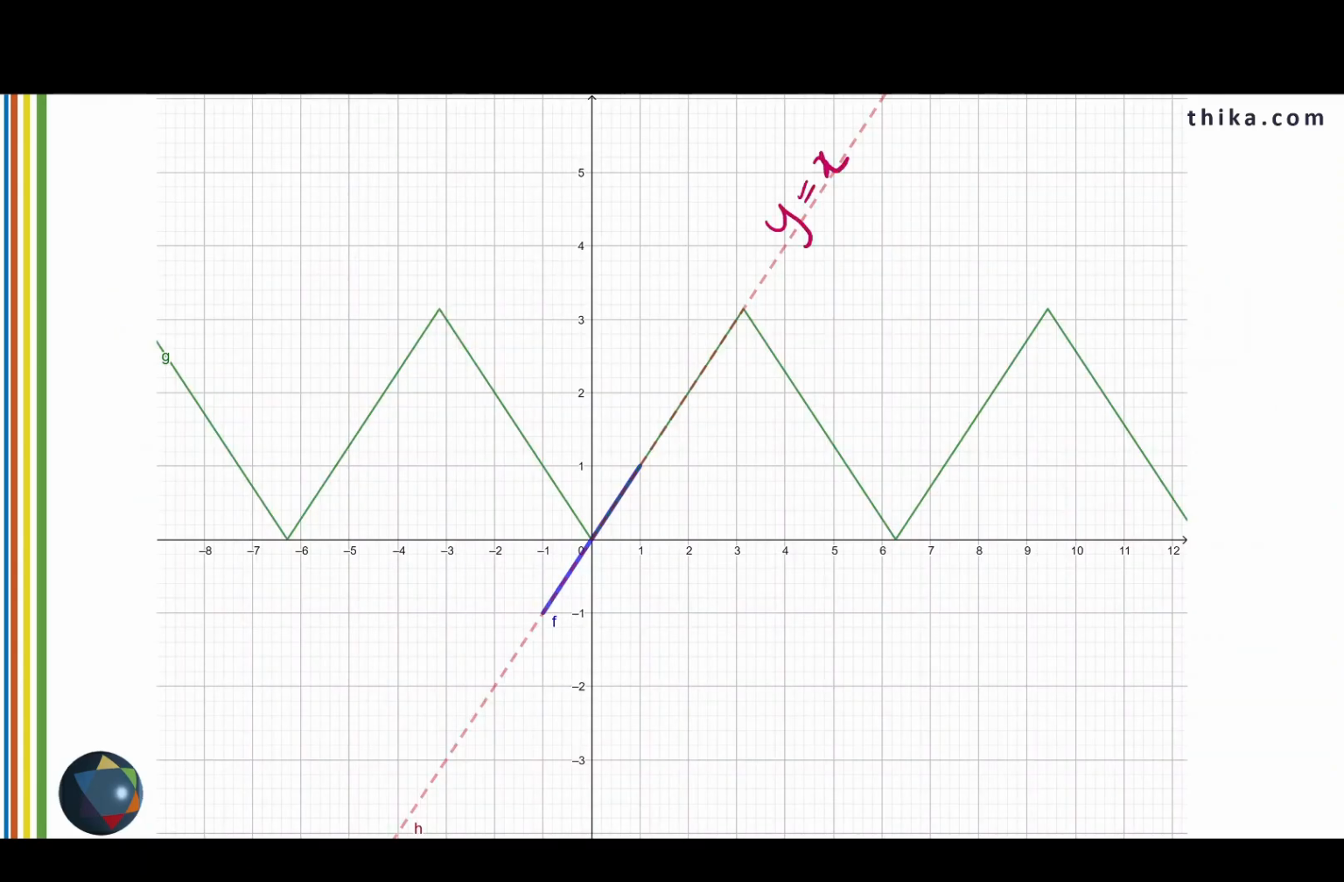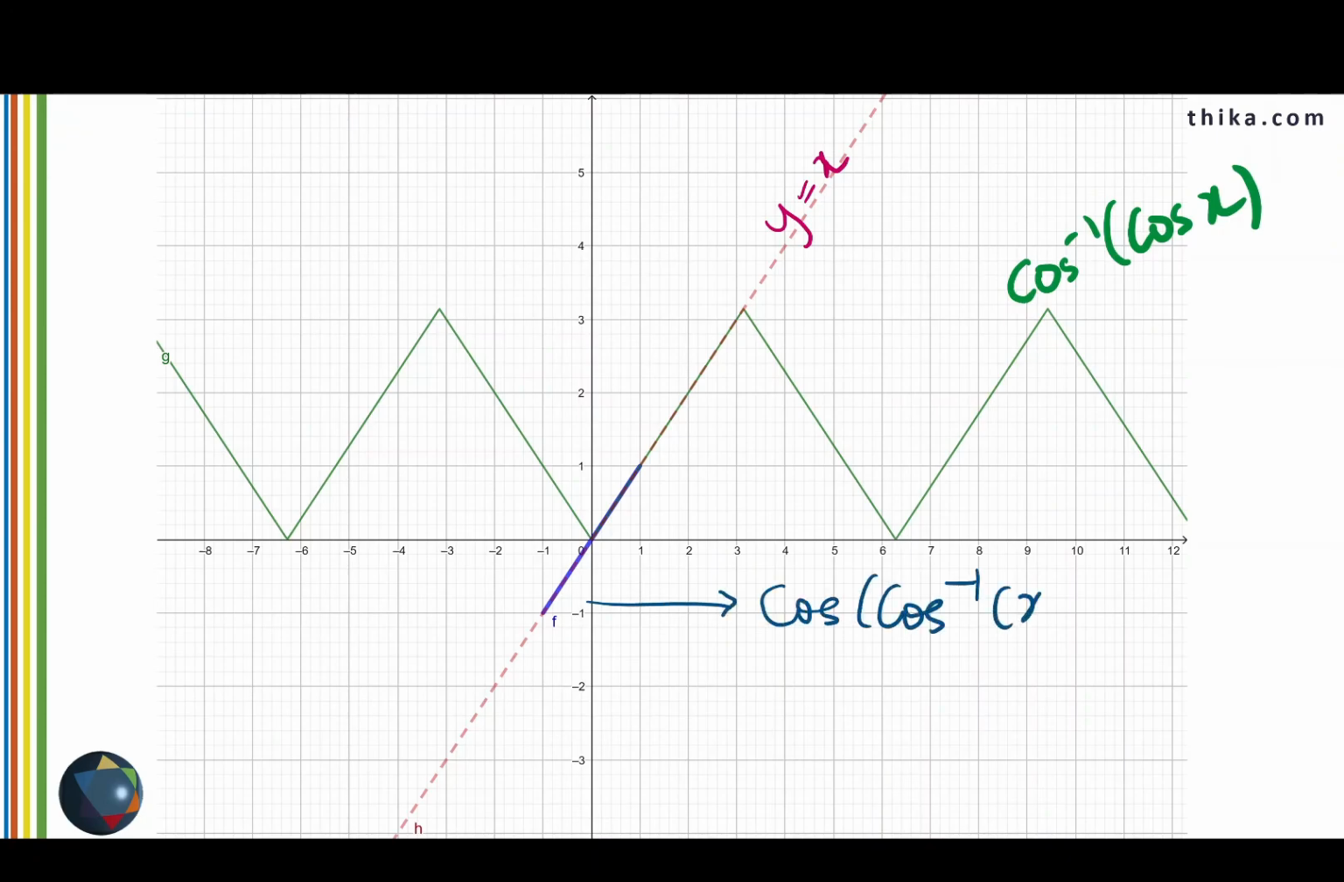So on the graph, this is y equal to x. This is cos inverse of cos of x. This is cos of cos inverse of x. All these three coincide between these 2 points, which is 0 to 1.